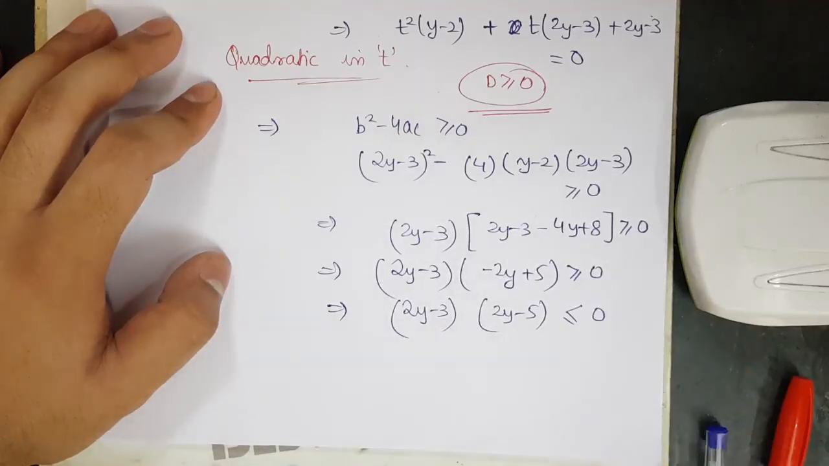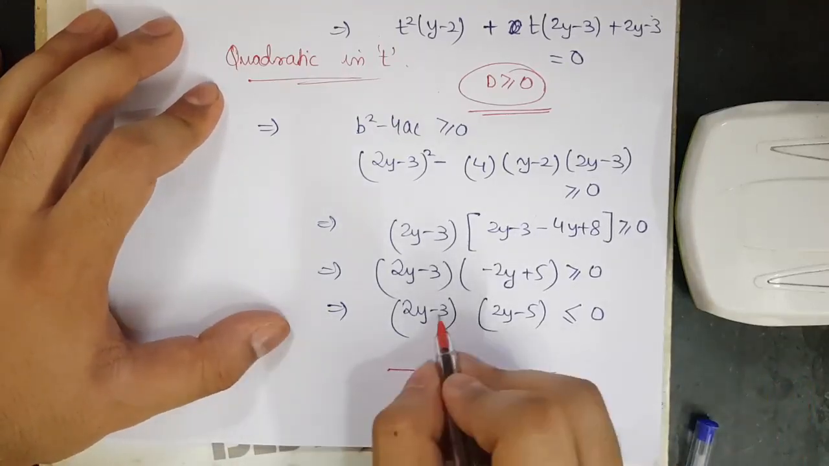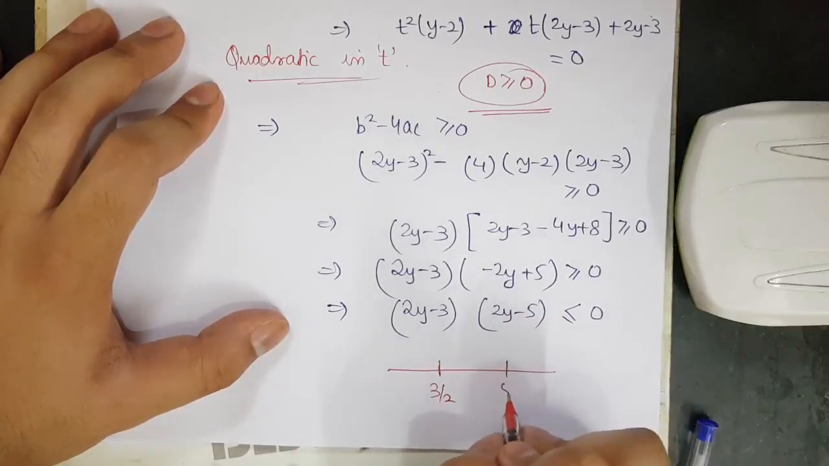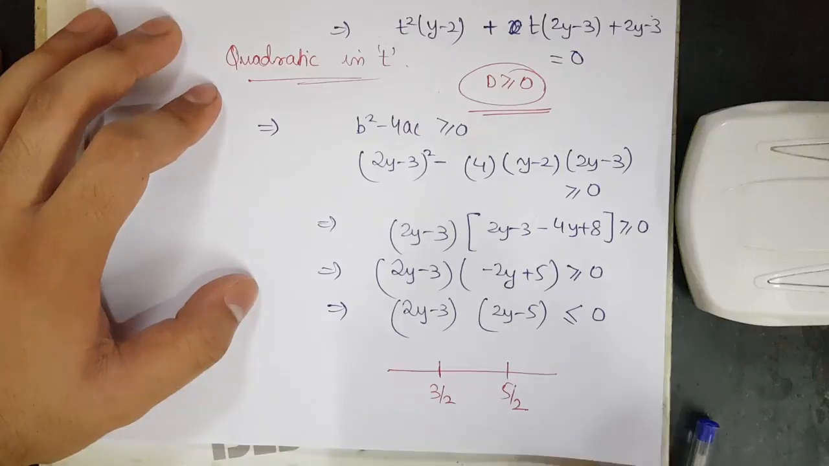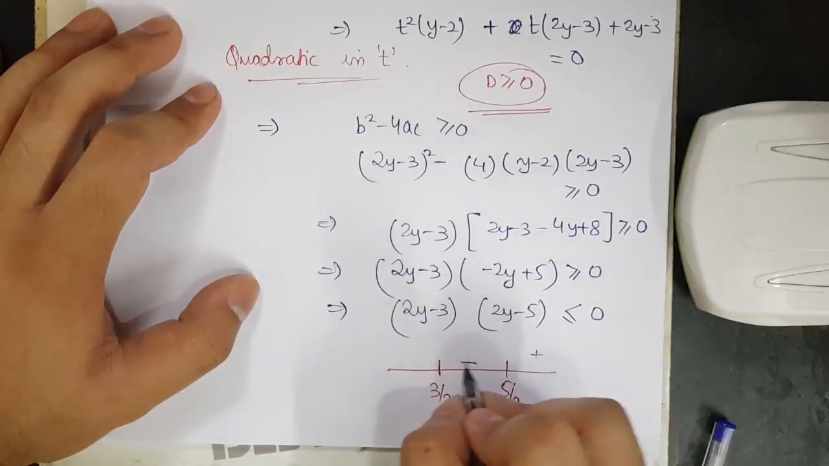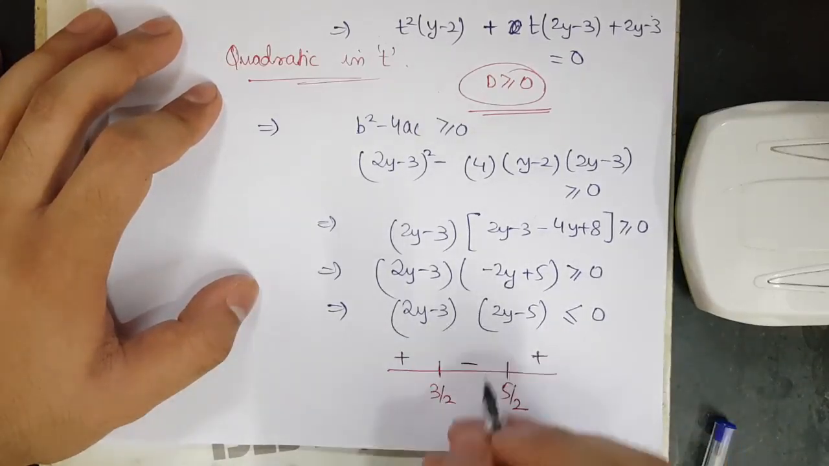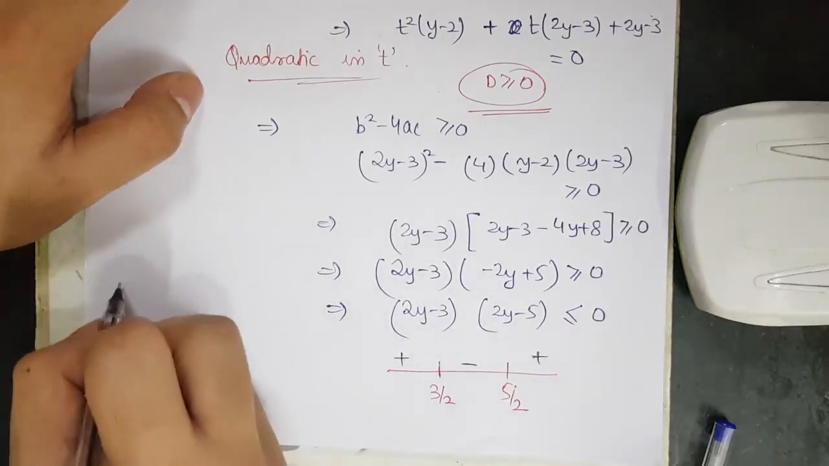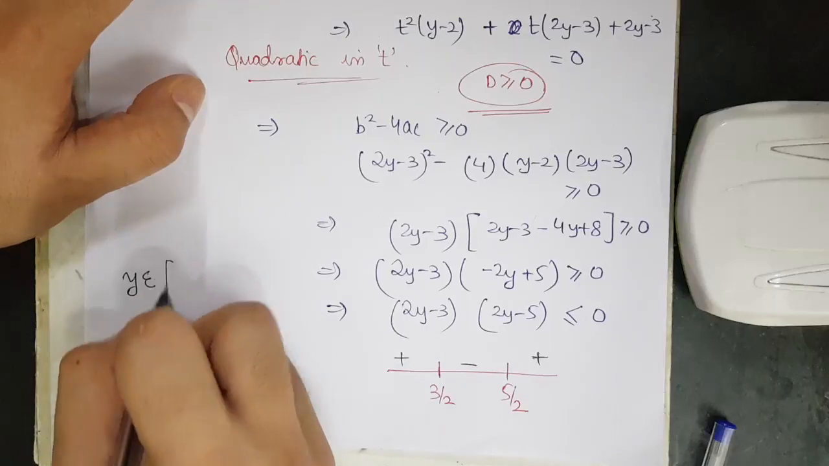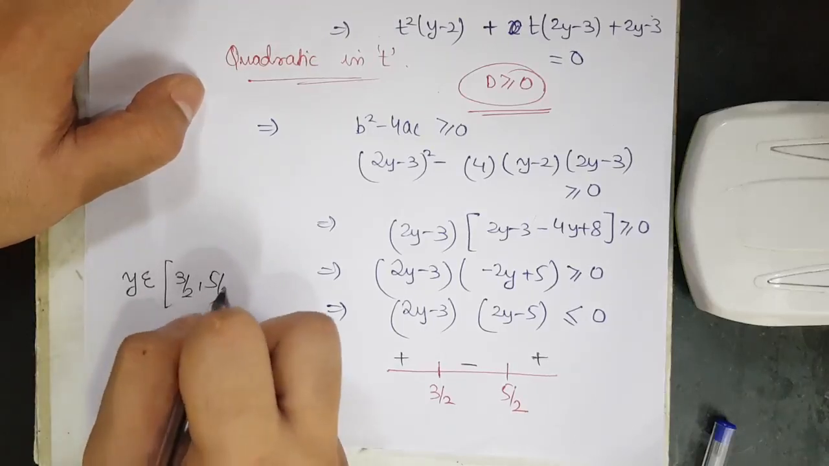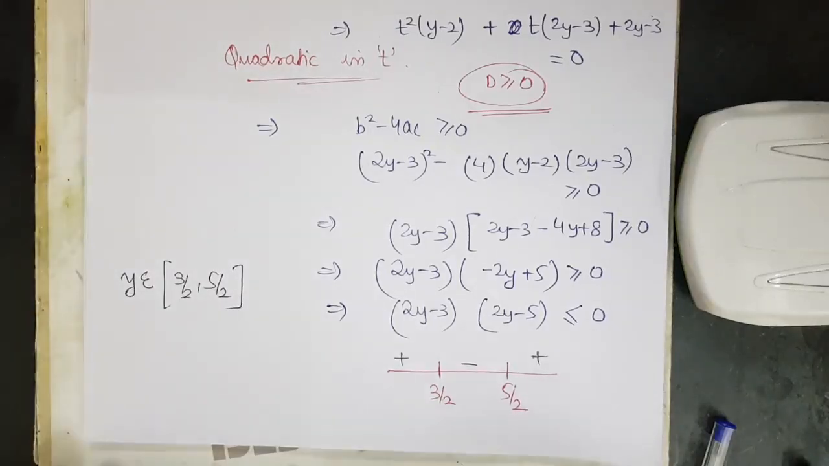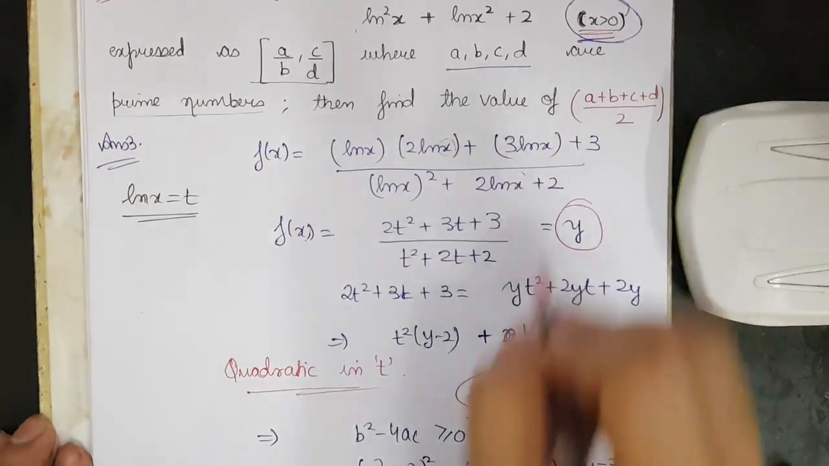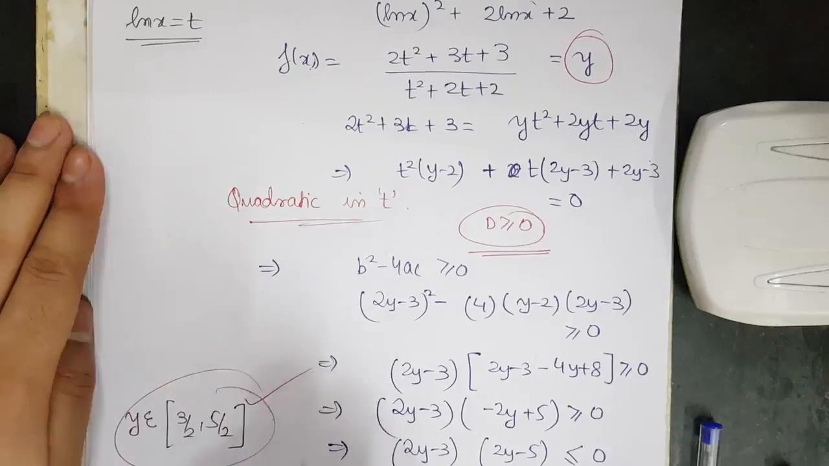So from here, on the number line, this thing will give us 3 by 2 and this thing will give us 5 by 2. Now it has been a less than or equal to sign, so plus minus plus, so the minus sign is here, that is less than or equal to 0. So from here we get the value of y which belongs to 3 by 2 to 5 by 2. So 3 by 2 to 5 by 2 is basically what? This is the range of the function, because we have assumed it to be y and we get this to be the range of the function.